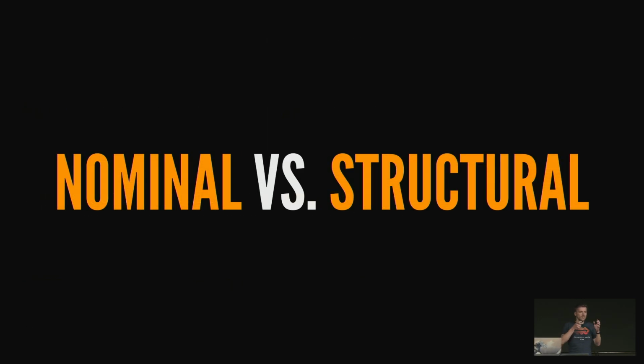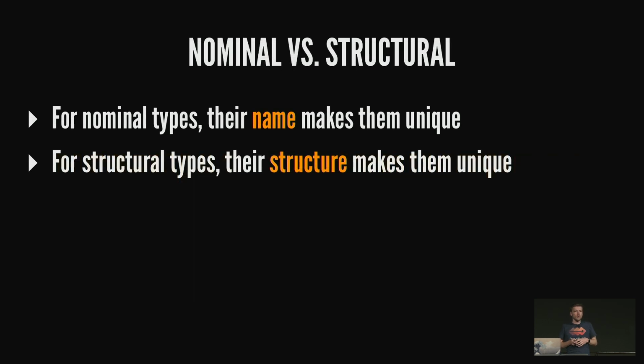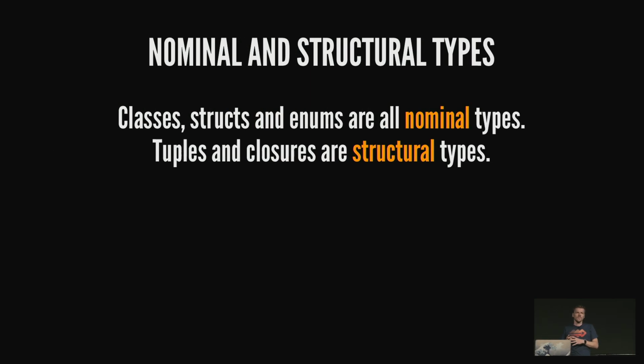So we talked about value versus reference types, but another way of dividing types in Swift is nominal versus structural. Nominal types are ones which are unique because of their name. Structural types are ones that are unique because of their structure. Classes, structs, and enums are all examples of nominal types. So if they have different names, then they're different types. Tuples and closures are examples of structural types, where it doesn't matter what they're called.